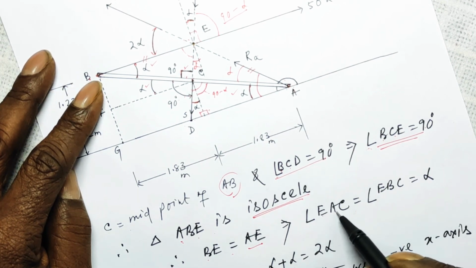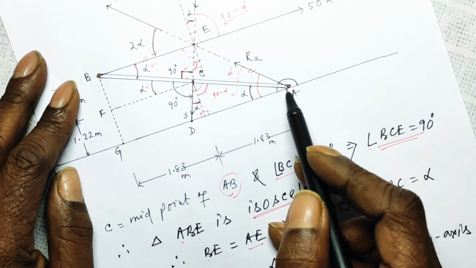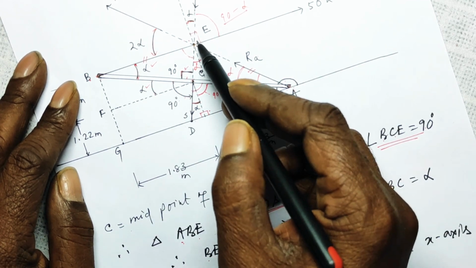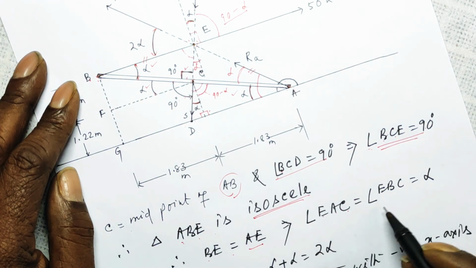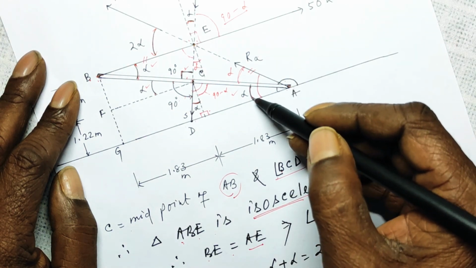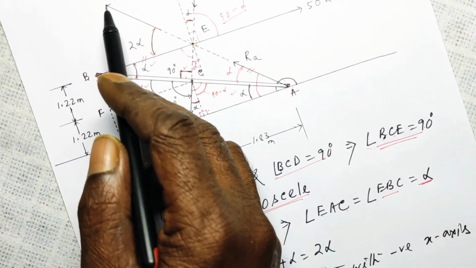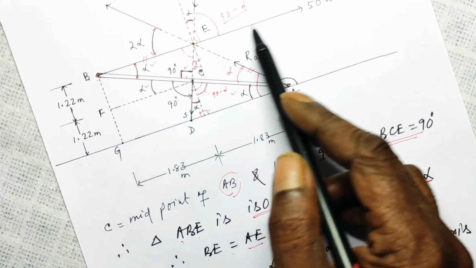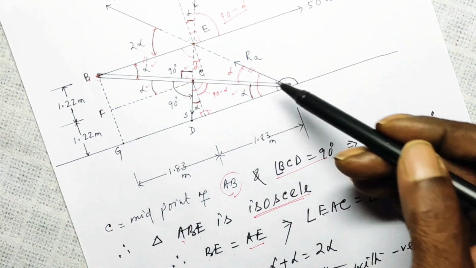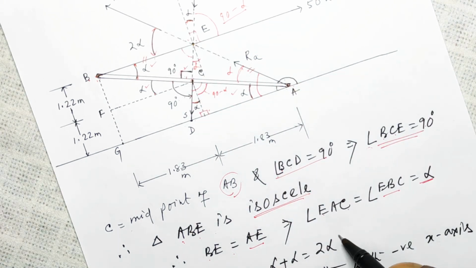That is angle EAC, or you can say EAB, this angle alpha, must be equal to angle EBC. So alpha plus alpha, 2 alpha, therefore this is also 2 alpha, because that is the corresponding angle. This is the transversal I just explained, and these lines are parallel. Since this total angle is alpha plus alpha, that is 2 alpha, this will also be 2 alpha.